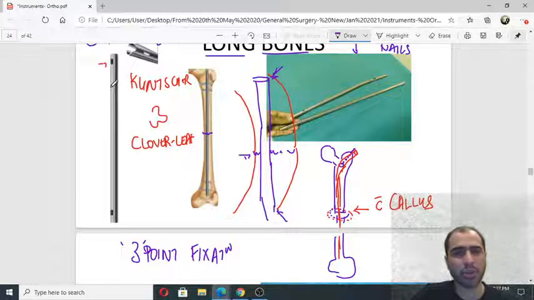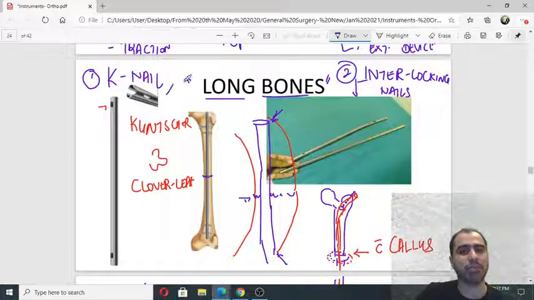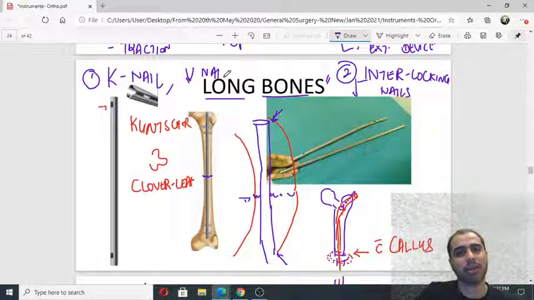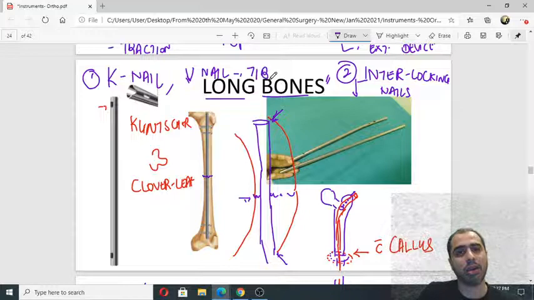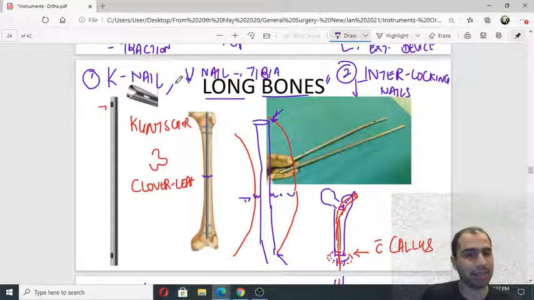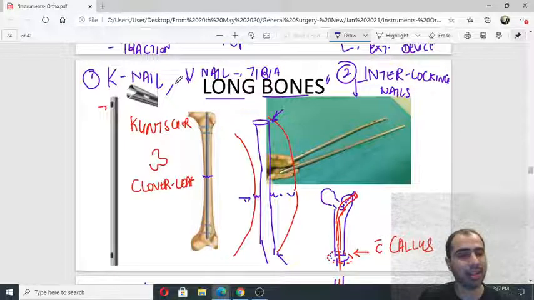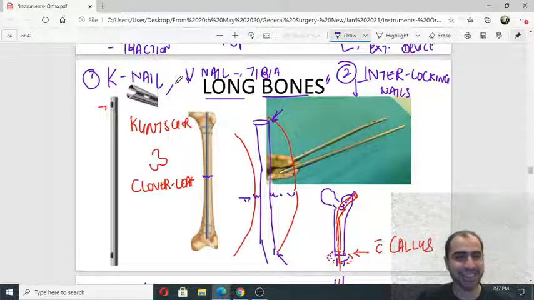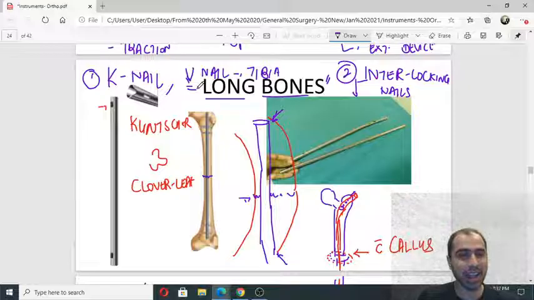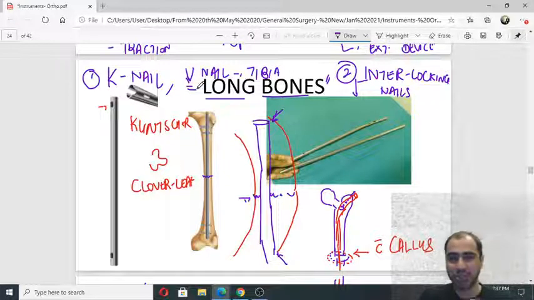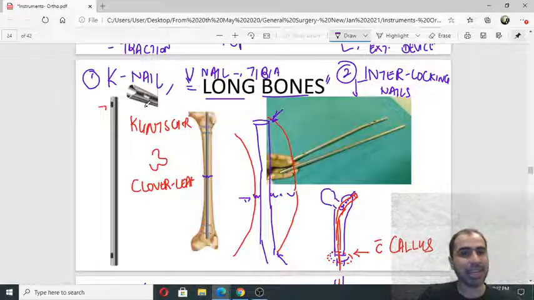Similarly, you have a V nail also. Just like the K nail, there is a V nail. The V nail is used in the tibia. What does V stand for in V nail? Like K is for Küntscher, what is V for? Come on, Mithali. I'll give you a clue: there is no name after V. It's not named. The V in the V nail again stands for the cross section. The V nail in cross section will be shaped like a V.